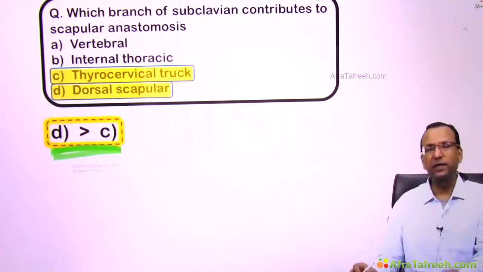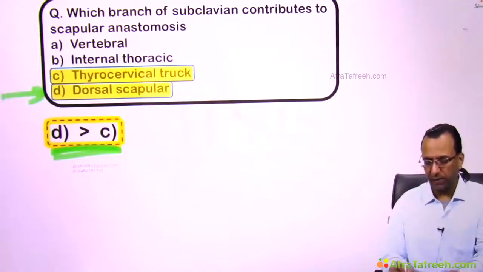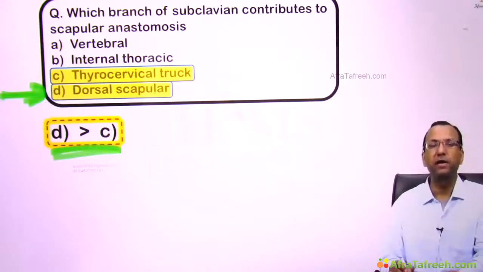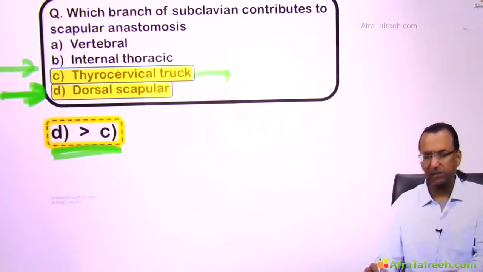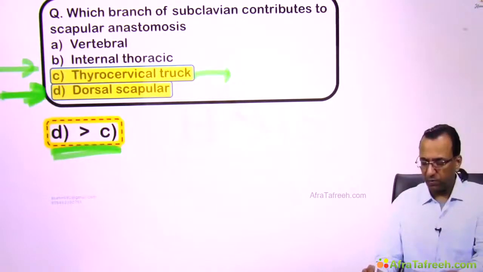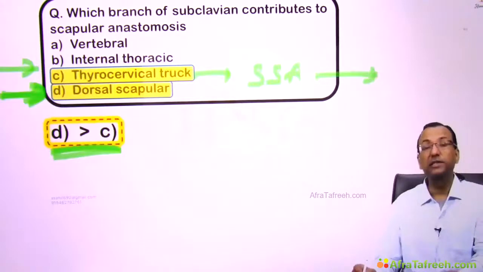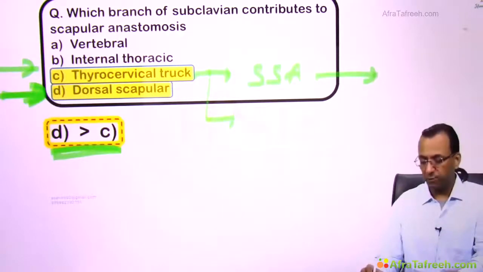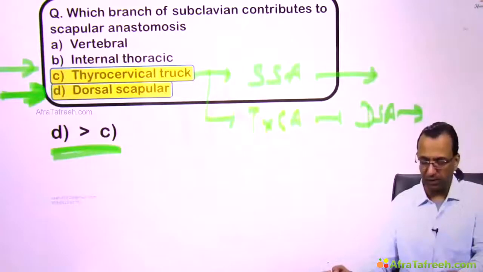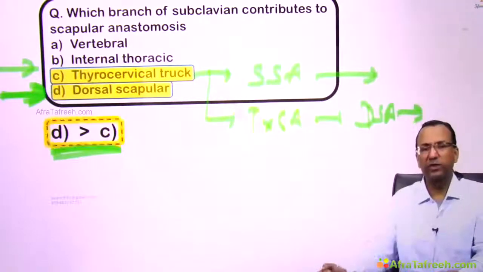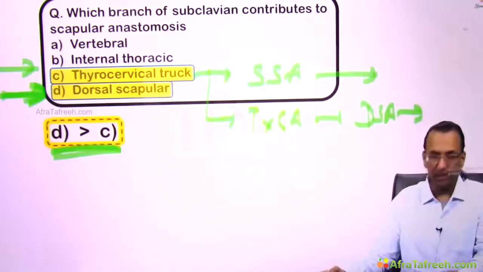Why is D better than C? Because D is a direct branch from the third part of the subclavian artery usually. And what about C? C is not participating in scapular anastomosis directly. The thyrocervical trunk will first give you the suprascapular artery and then it will participate. Similarly, the thyrocervical trunk will give you the transverse cervical artery, which will then give you the dorsal scapular artery, which will then participate. So these are indirect branches. The dorsal scapular artery is actually a direct branch of the third subclavian, so this is a better answer. D is better than C.